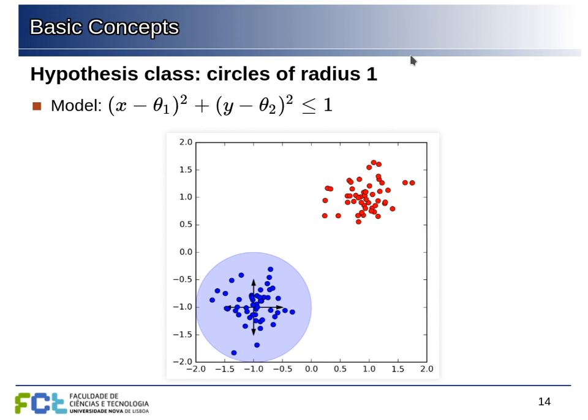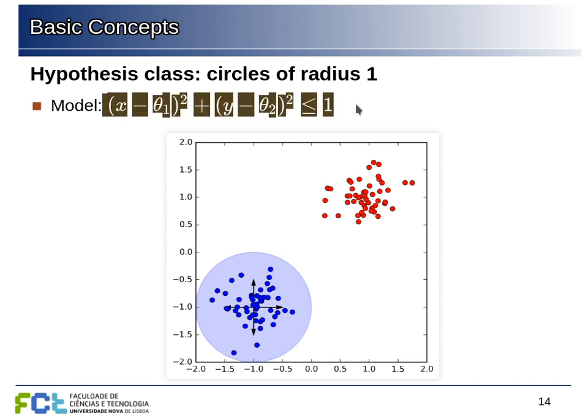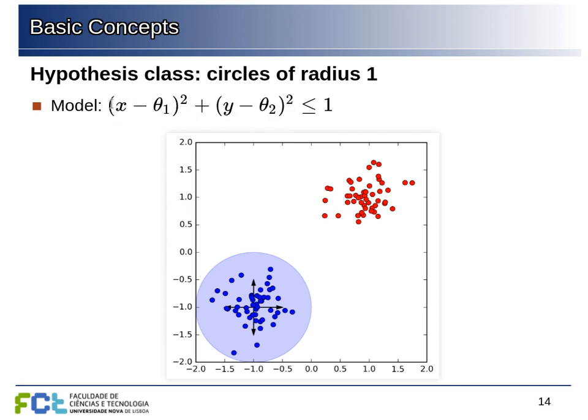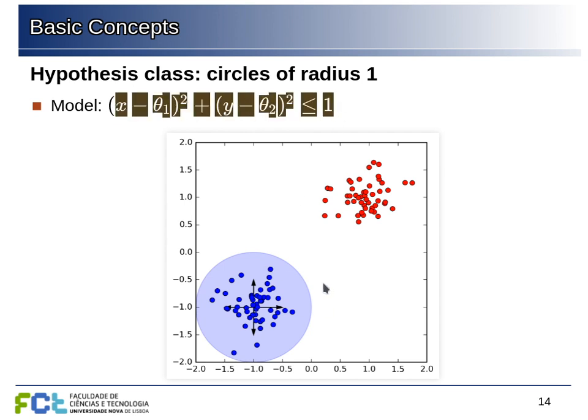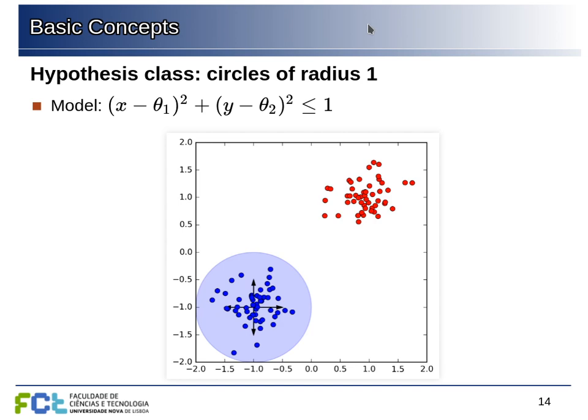We could do it with a different hypothesis class, for example, using circles of radius 1. In this case, we would have two parameters, which will be the center of the circle. And once we instantiate these parameters, for example, -1 for θ1 and -1 for θ2, this would give us this circle, and this would give us an algorithm to predict if something is a blue point. If it falls inside this circle, then it's blue, otherwise it's not.